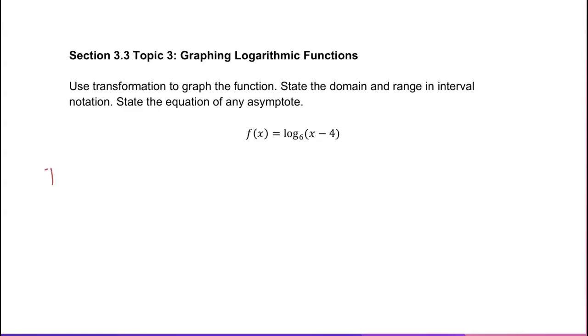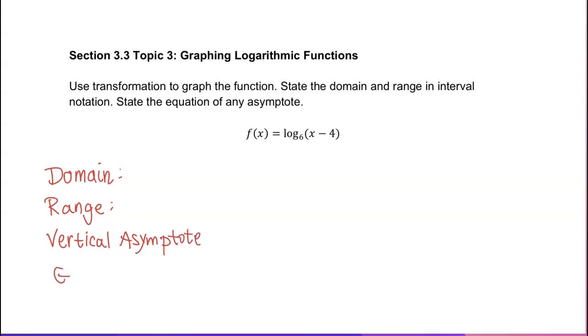So we need to find the domain. We need to find the range. We need to find the vertical asymptote. And we need to graph it. The wording said, state the equation of any asymptote.